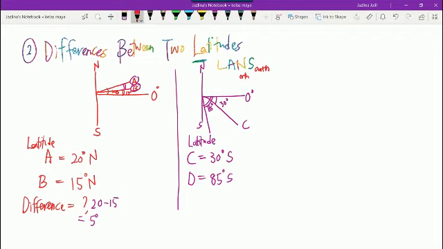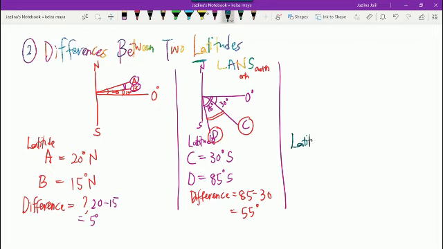And the question is difference between C and D. Difference between C and D. So definitely this one, the value. Okay, so how are you going to do it? Difference will be equals to 85 minus 30. So it will be 55 degree. Very easy, right?